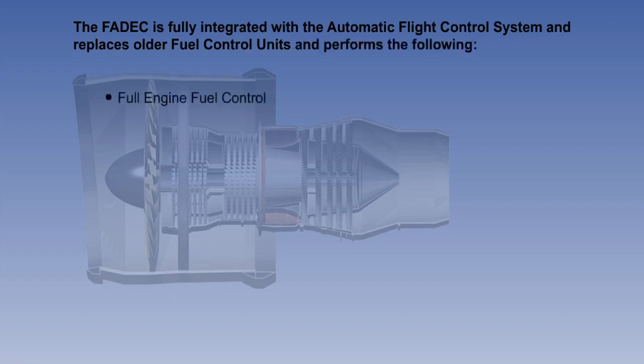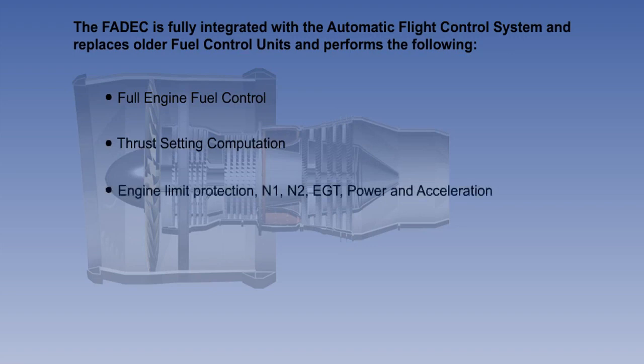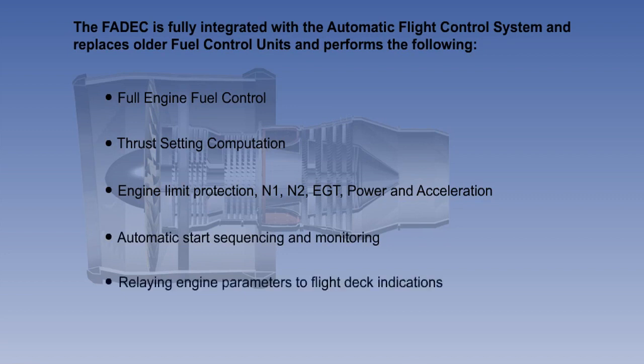FADEC performs the following functions: full engine fuel control, thrust setting computation, engine limit protection, including N1, N2, exhaust gas temperature, power and acceleration, automatic start sequencing and monitoring, relaying engine parameters to flight deck indications, and thrust reverser activation.